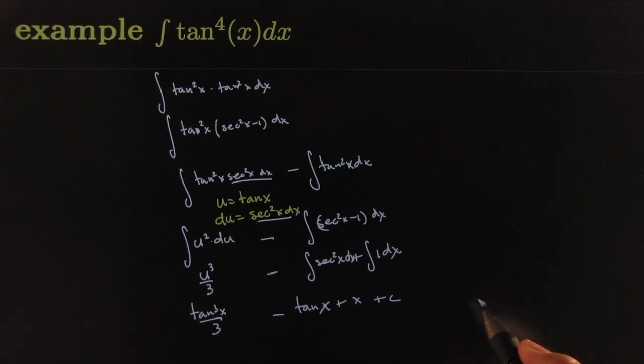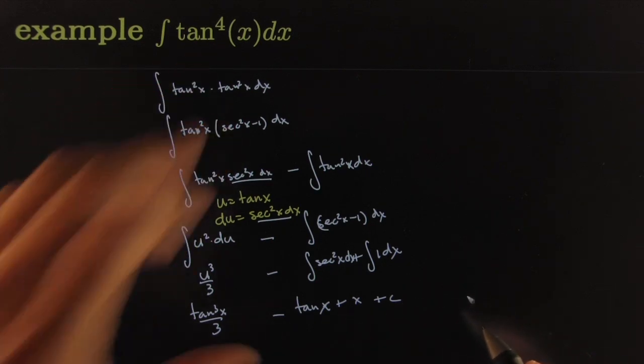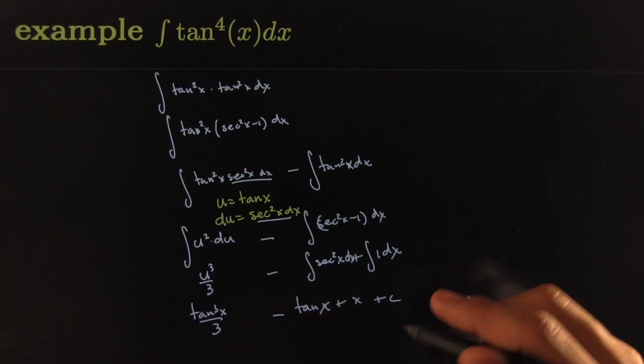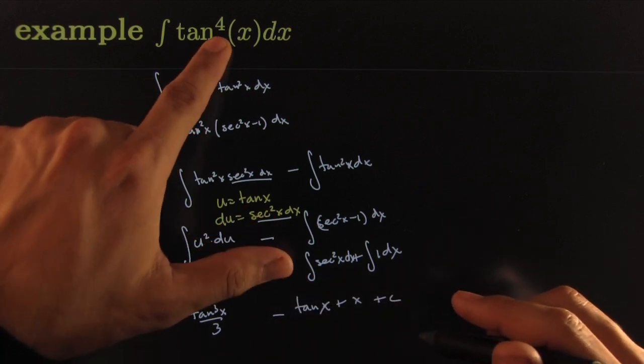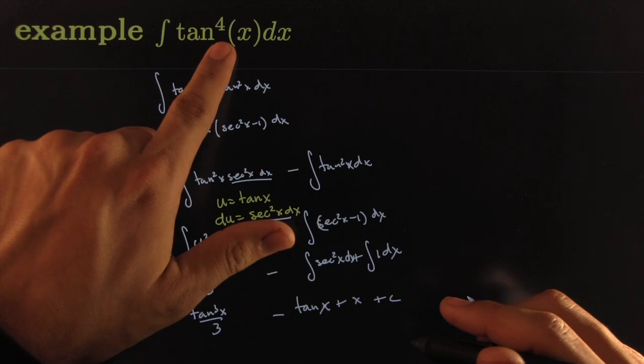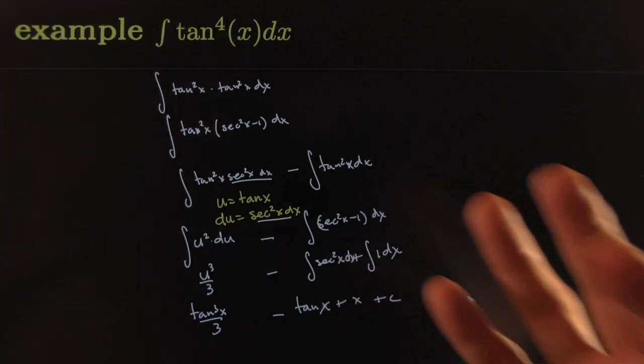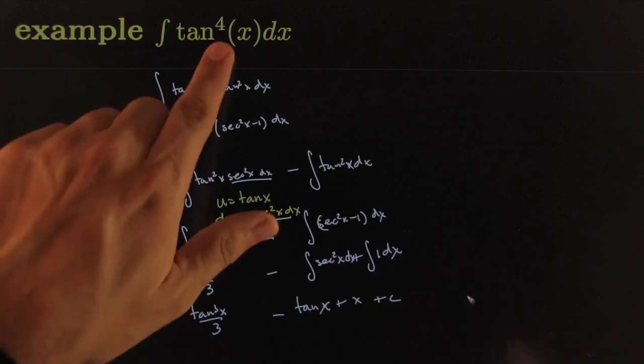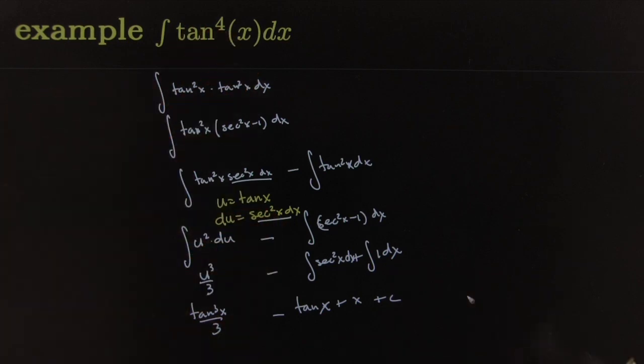There you go, we've completed the integral. Not so bad, tangent to the fourth. And if that's fun, of course, on your own you can try tangent to the fifth. And if that's fun for you, you can try tangent to the sixth. There's no limit to the number of tangents you can try. This is an infinite amount of fun that you could be having for all the possible tangents.